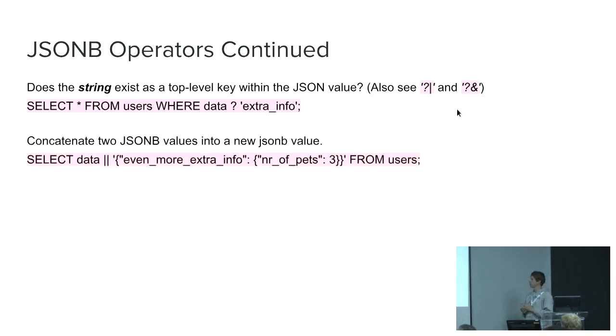The double pipe operator concatenates two JSONB values into a new JSONB value. So as you can see, I can take data, and if I now select that whole JSONB structure, it will be concatenated into that JSONB at the top level. Just a note on that concatenation: it will always be top level, and it won't go deeper. If a key on this level, so if I have an even more extra info key already in data, it will override the whole thing. If that initial even more extra info has a lot of keys or more layers, that whole thing will be overwritten with one key, number of bits, 3.